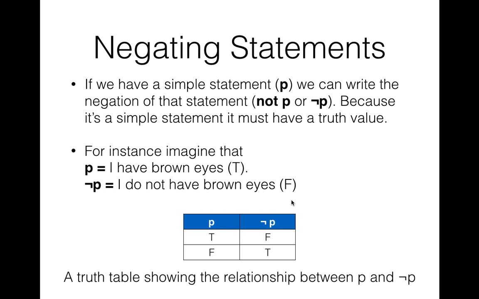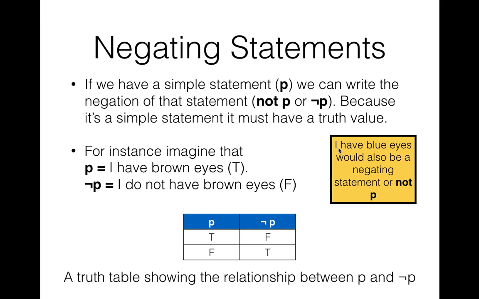There is another way that I could write not P though, and that would be I have blue eyes. It is the opposite of having brown eyes. If P is true, then not P, this negating statement here, must be false, unless I've got heterochromia, of course. But assuming that both of my eyes are the same colour, if P is true, not P would have to be false. So that's a negating statement.